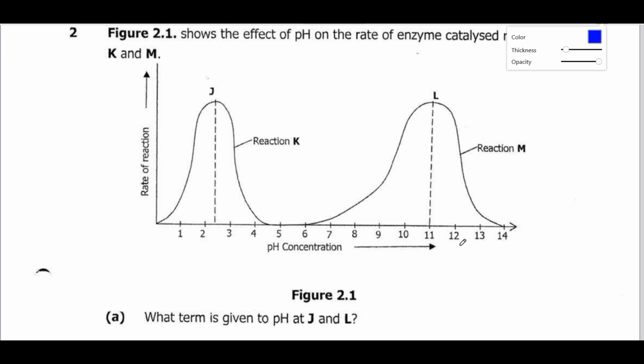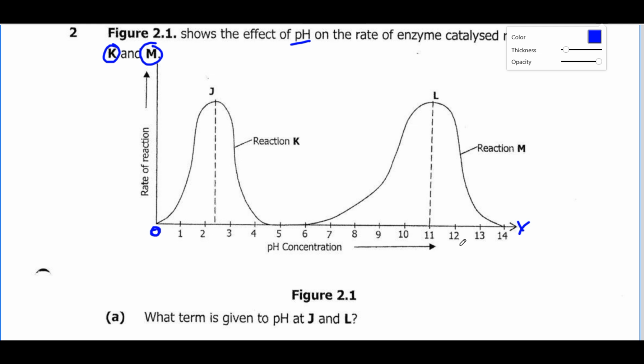So we have figure 2.1, which shows the effect of pH on the rate of enzyme catalyzed reactions K and M. From our diagram, figure 2.1, we have two reactions denoted by letter K and letter M. Now if you look at the x-axis, we have one of the factors that affects the rate of chemical reaction, which is the pH. Now the pH, we can see the numbers are starting from 0 up to 14.